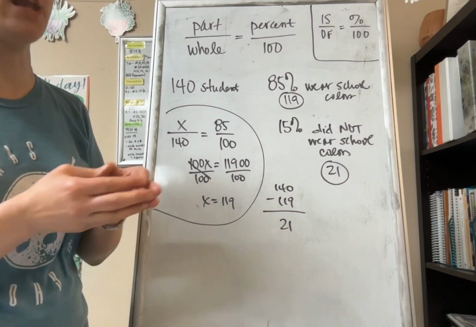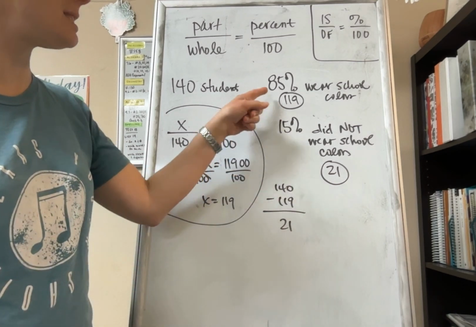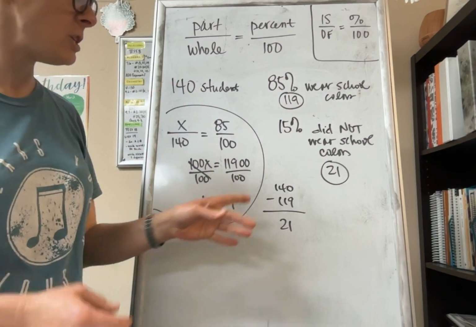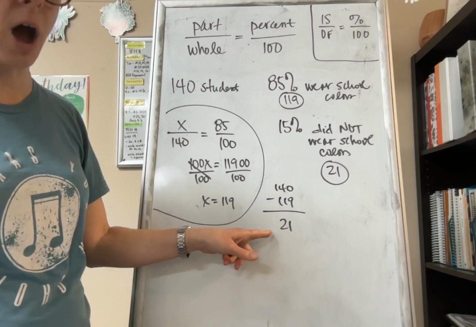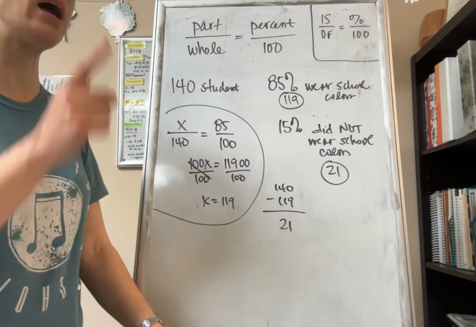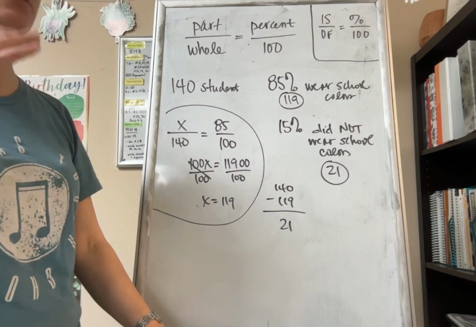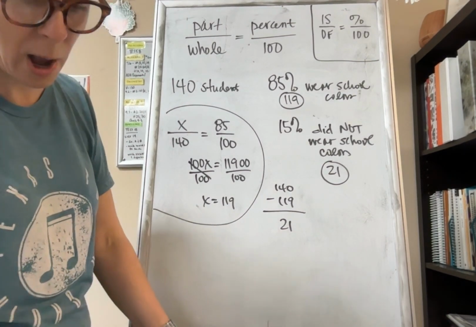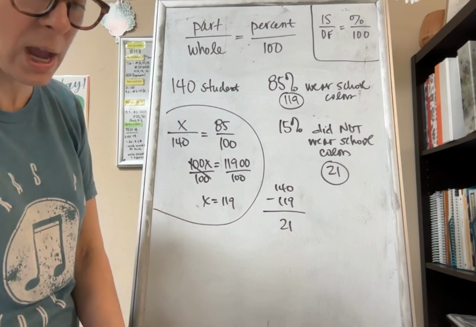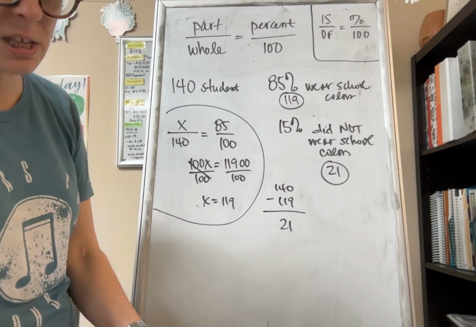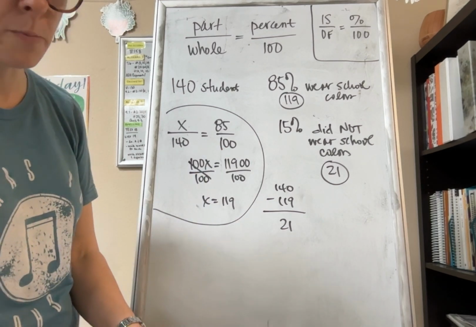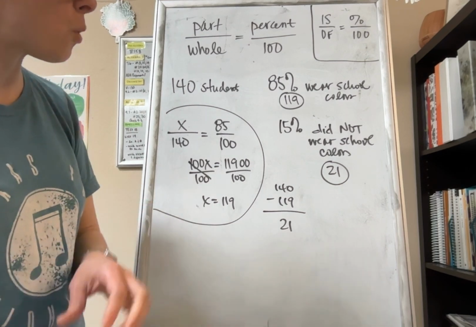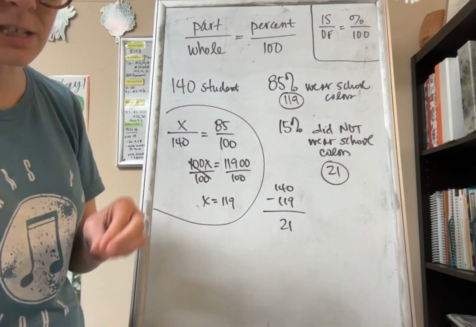It might answer another question like how many students did wear school colors? And then I use that information to answer the question how many did not wear school colors? Okay, so that's something that I have to keep in mind when I'm working word problems that involve percent. When might I need to use this complement information to make sure I'm finding the correct answer to answer the question that I'm actually being asked to answer?